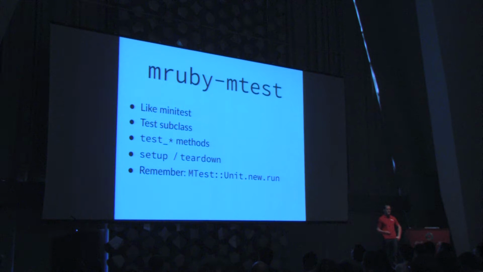You make a subclass of the test class. You write test methods, the same as in Minitest. There's a setup and a teardown for a common test setup across the same test case. But you have to remember to run the test suite at the end with this line because there's no at_exit hook by default. It's an extra gem in MRuby.